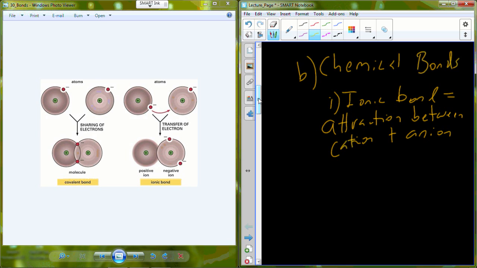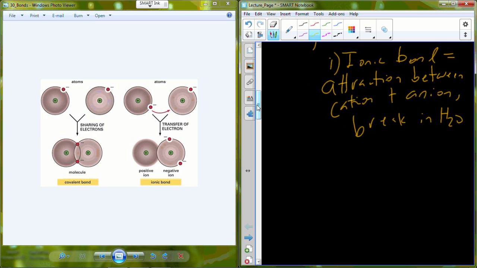And we can disrupt this if we put it into water. So we will break ionic bonds whenever we dissolve that solution or place that solution into an aqueous, or water-containing, environment. Okay, so we already know probably as much as we'll need to know about ionic bonds, but we haven't hit on covalent bonds.